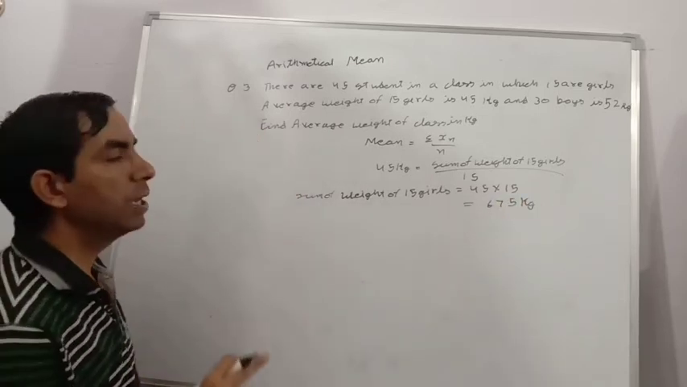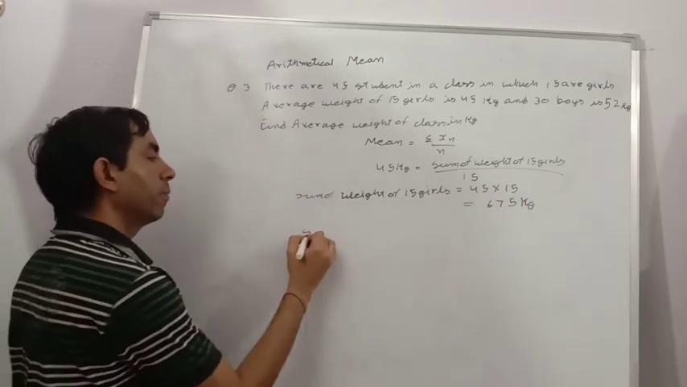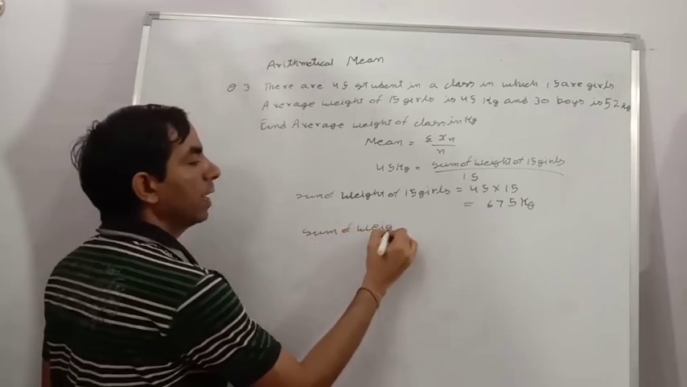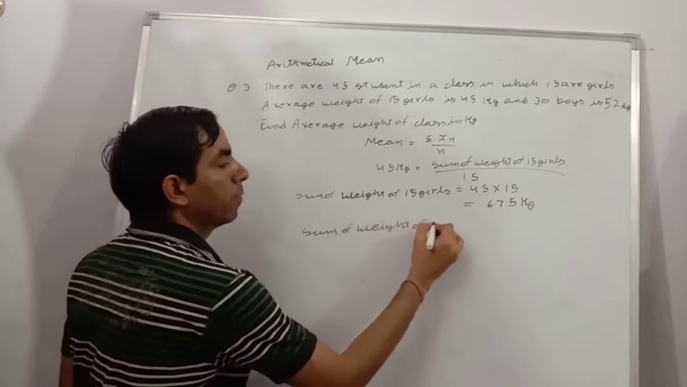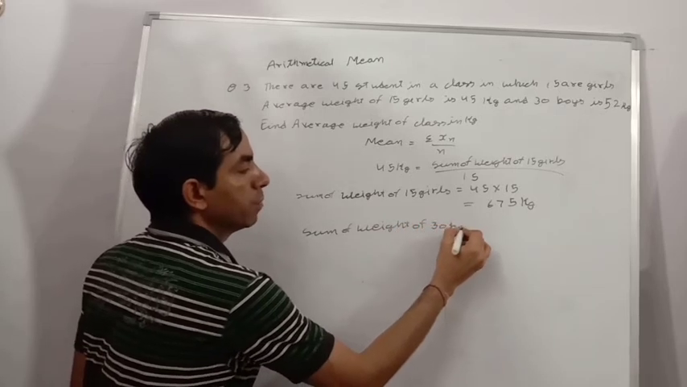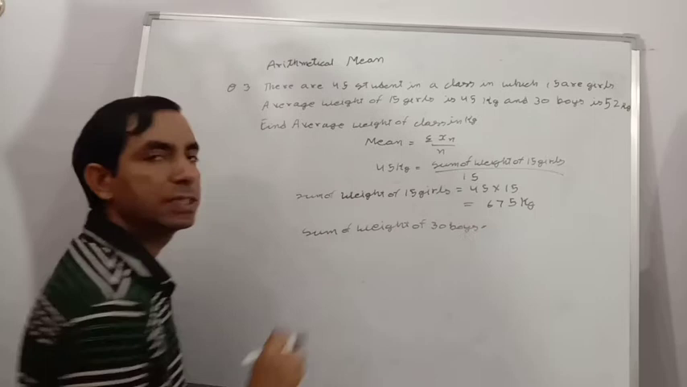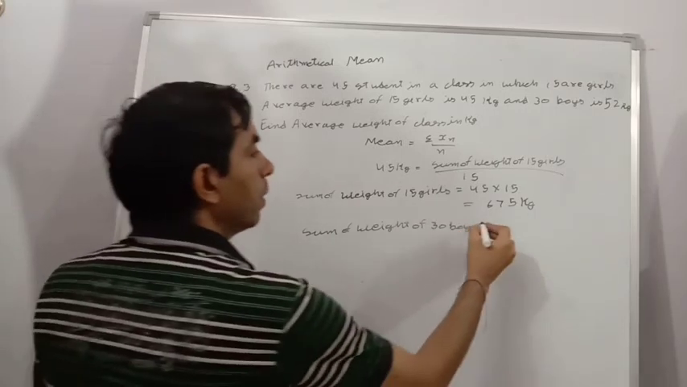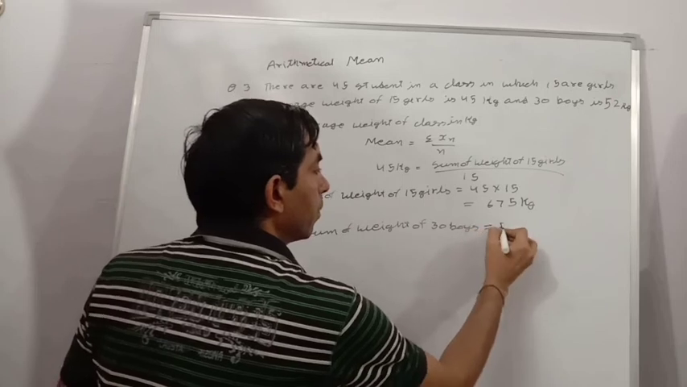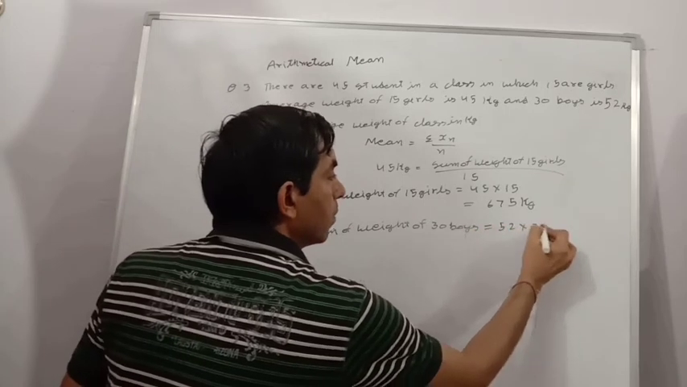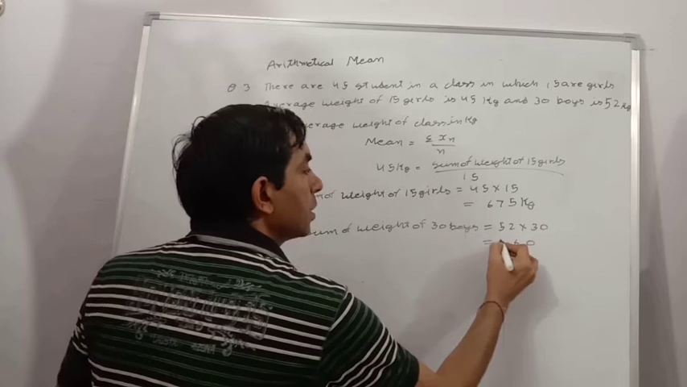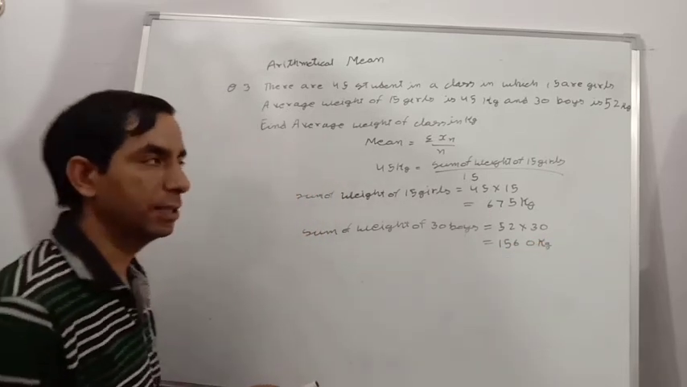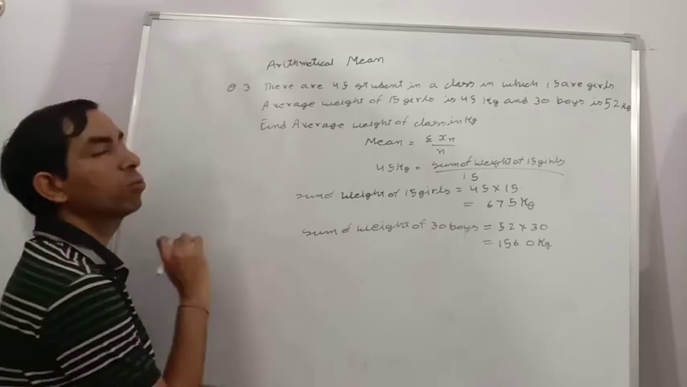Similarly, we can find the sum of weight of 30 boys, because here the mean is multiplied by the number. So 52 multiplied by 30. Then we get the answer: 3 times 2 is 6, 3 times 5 is 15, so 1560 kg. Now, finding the mean of the total class.